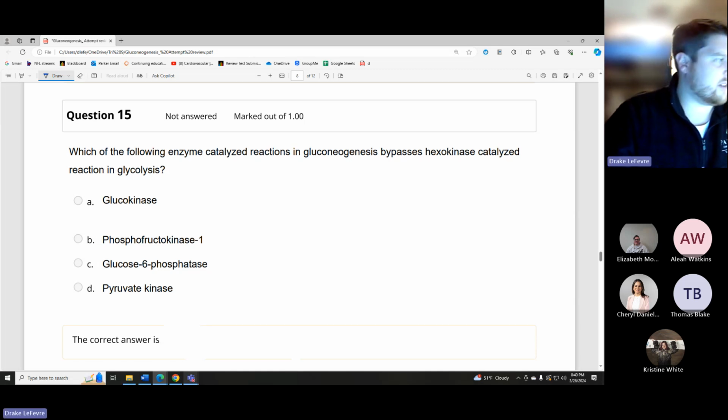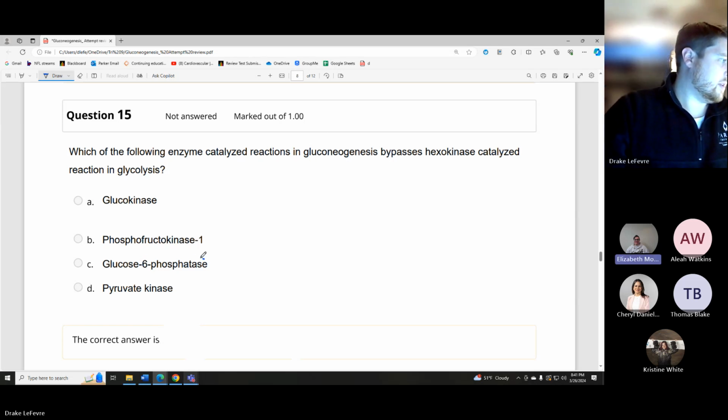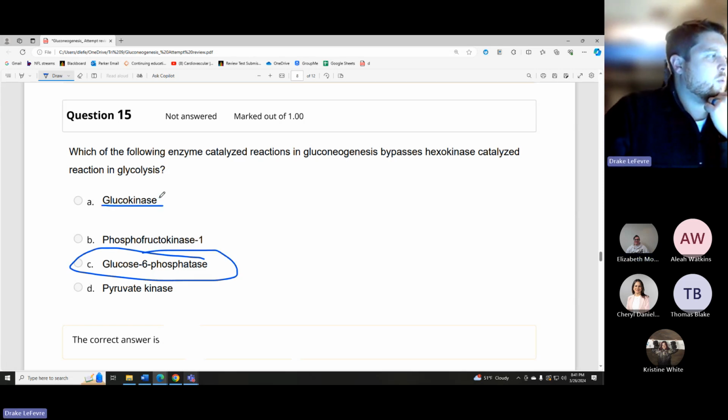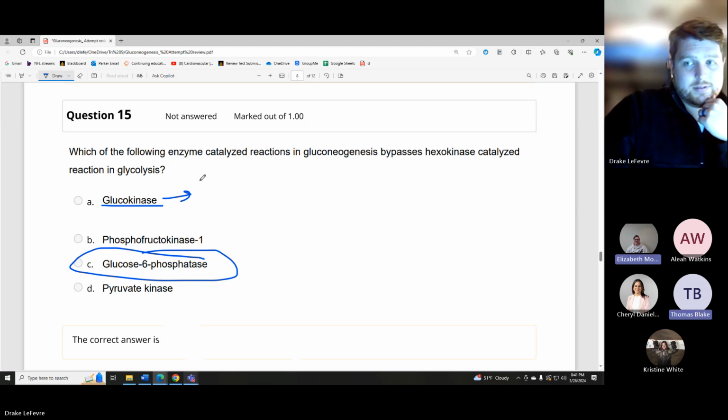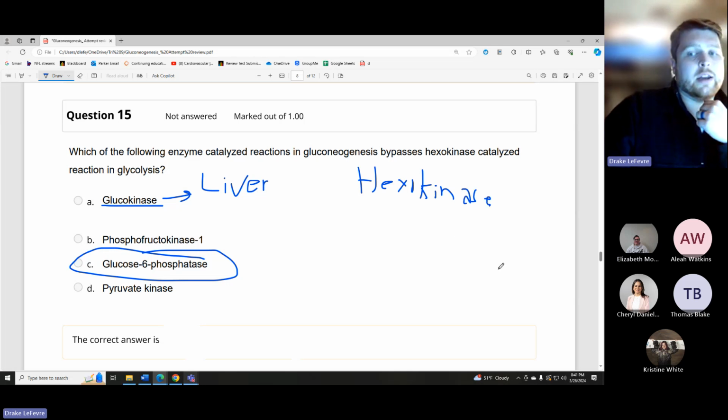Which of the following enzyme catalyzed reactions in gluconeogenesis bypasses the hexokinase catalyzed reaction in glycolysis? Kind of a repeat question that we've had from before. It's the glucose 6 phosphatase, right? That is correct. Glucokinase is found in what tissue? Muscles and liver? Glucokinase is found in the liver only. Hexokinase is found in all the tissue, in the muscle and in the liver.